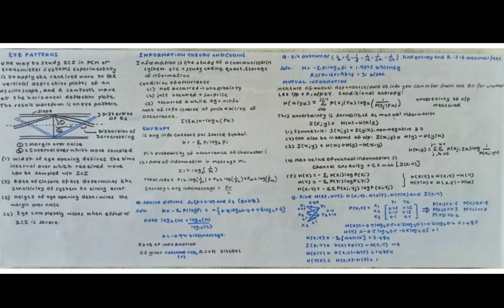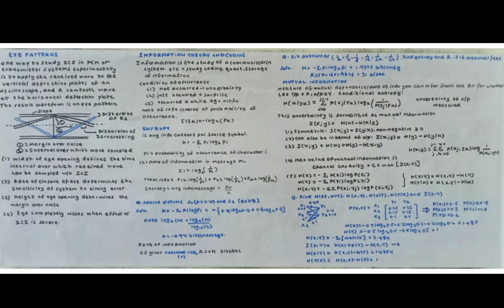Next, we have the information theory and coding module. This is a study of a communication system, conditions of occurrences, which doesn't really matter. What really matters is entropy in that formula, H equals minus summation of pi log 2 pi. Pi is the probability of every single thing in that entity. So the amount of information is then given by I equals log of 1 by pi. The important thing again is to remember the value of entropy here.